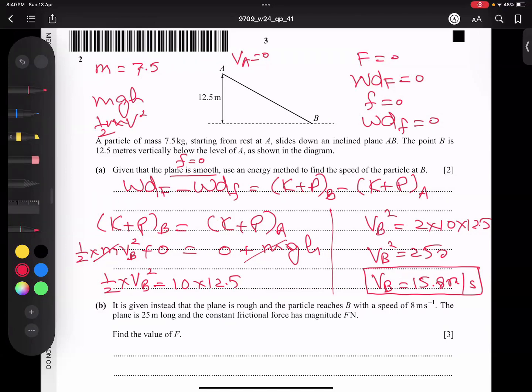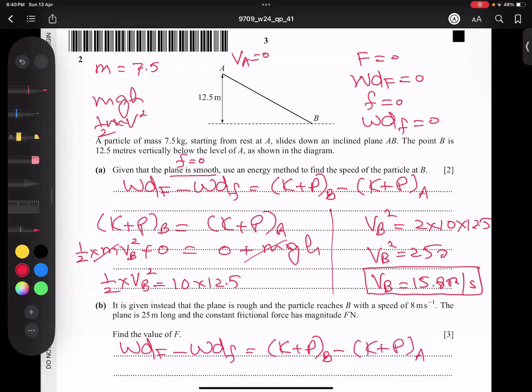So now the next part is, instead the plane is rough. First he says smooth, but now rough. So I will write this formula again. You can see this formula again. I'm copying and pasting it here. So this is the formula available.